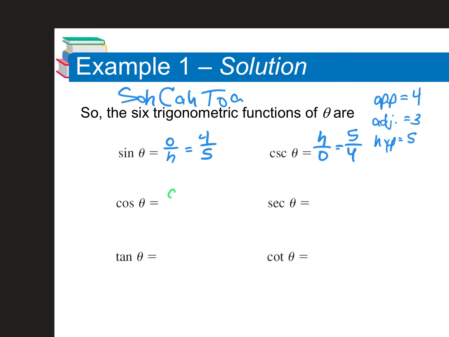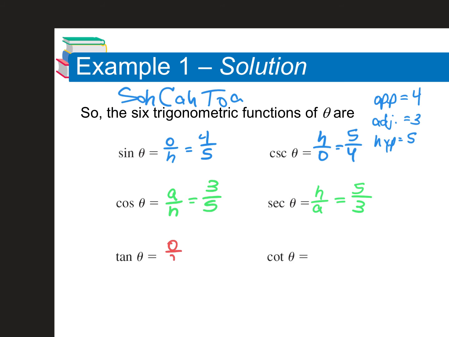All right, so cosine. Cosine is adjacent over hypotenuse. Well, what's my adjacent side? 3. So it's 3 over 5, right? So if cosine is adjacent over hypotenuse, then secant is hypotenuse over adjacent. So it's what? 5 over 3. Good.